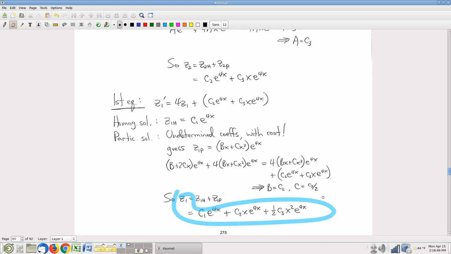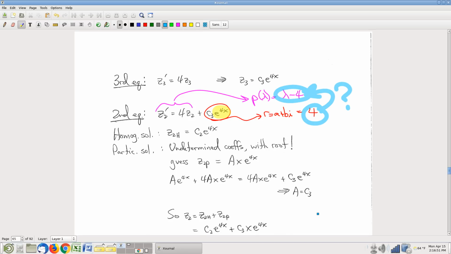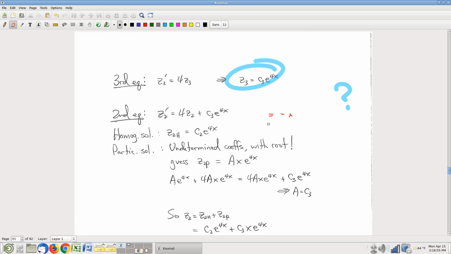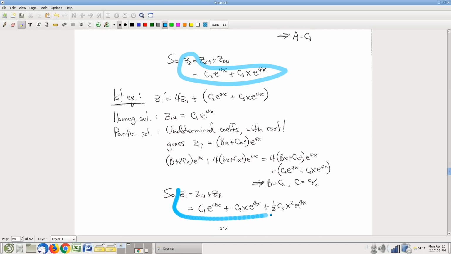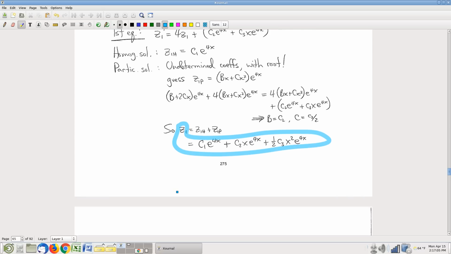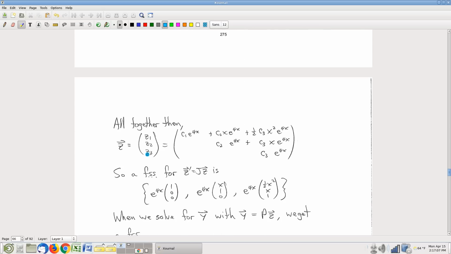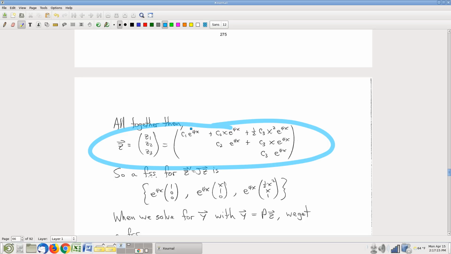Okay, so long, tedious process, but notice we found Z3. Here, let me get rid of this junk here. We found Z3, and then we found Z2, and then now we have found Z1, and all together then, there they are. We solve for Z3, then we solve for Z2, then we solve for Z1. You write those down, and this is our Z solution vector.